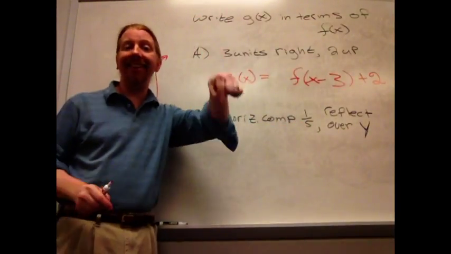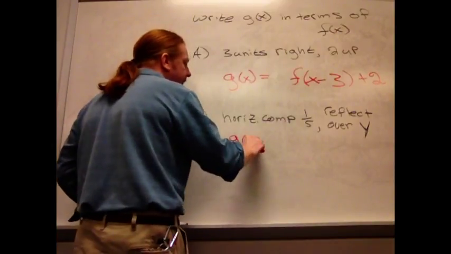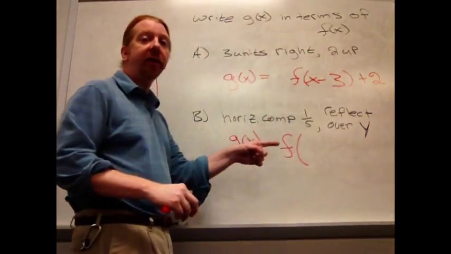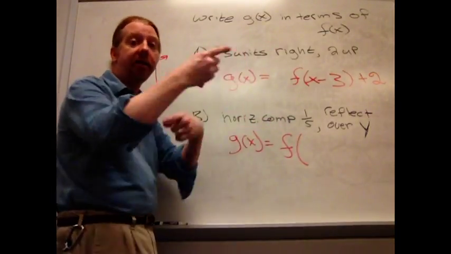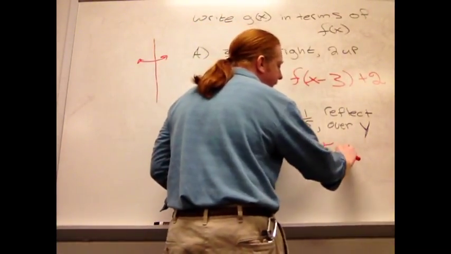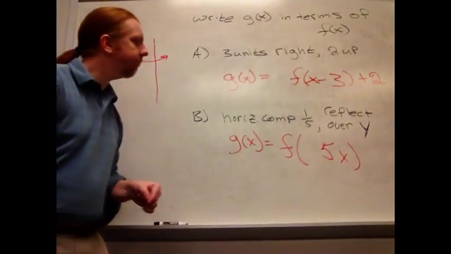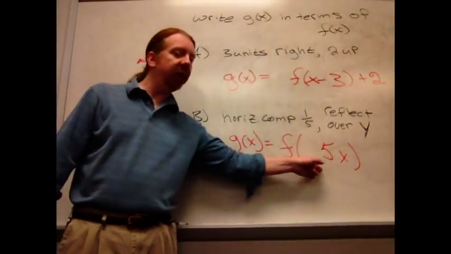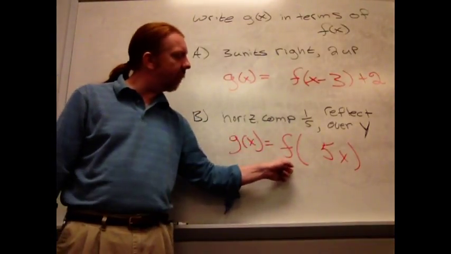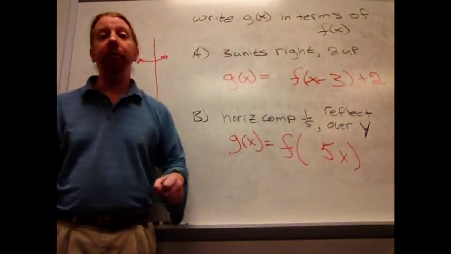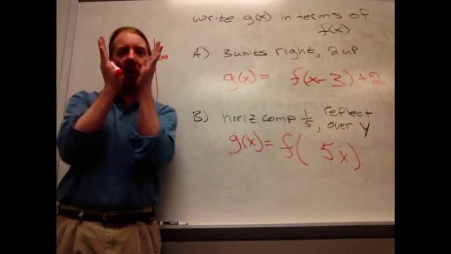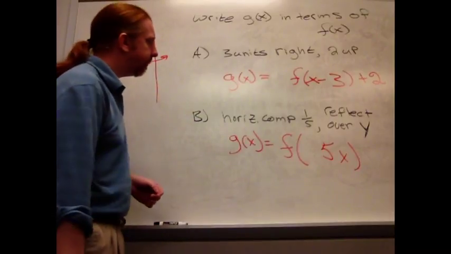So, horizontal compression of 1/5. Again, horizontal means it's inside the function. So g of x is going to be f. Now it's inside there, and because it's inside, I've got to think backwards. So if it's a compression of 1/5, I'm going to be multiplying by 5. So g of x equals f of 5x. G of x equals f of 5x represents that horizontal compression of 1/5. I'm packing it all in there by a factor of 5.